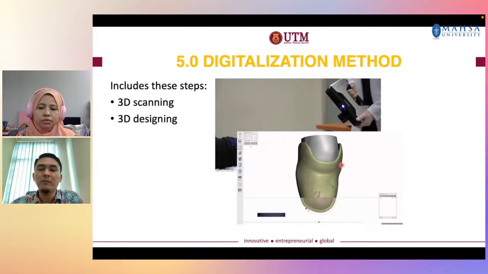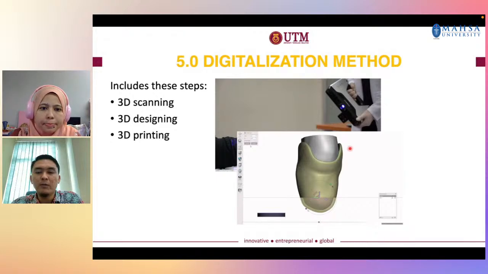There are many software available in the market like Meshmixer, SolidWorks, Trimatic, and many more. In my case, I use several software like Trimatic, SolidWorks, Meshmixer, and Fusion 360. It also depends on the skill and the tools available from the software itself.